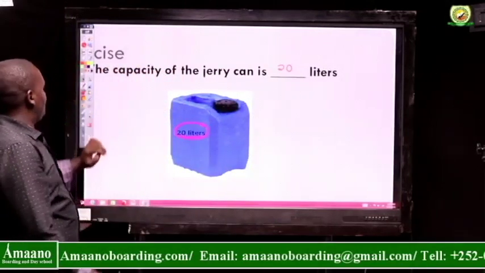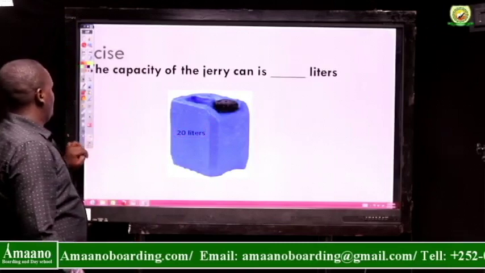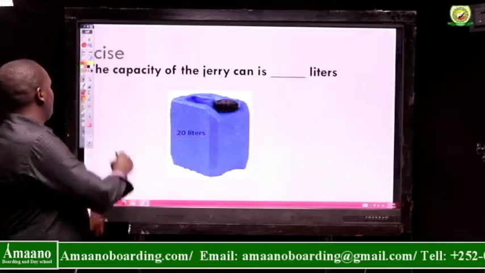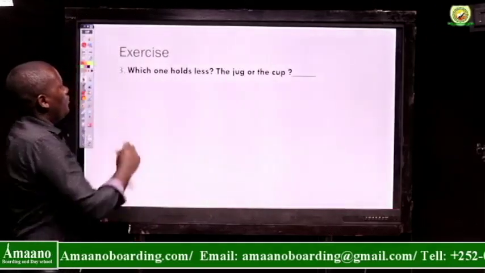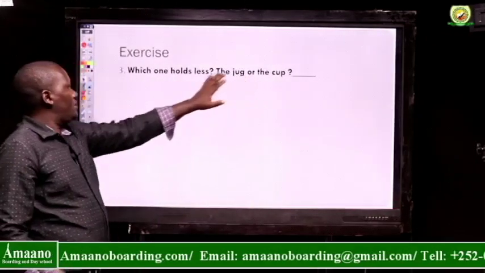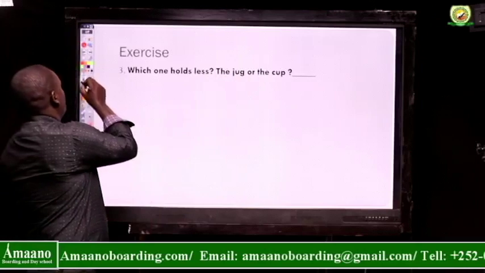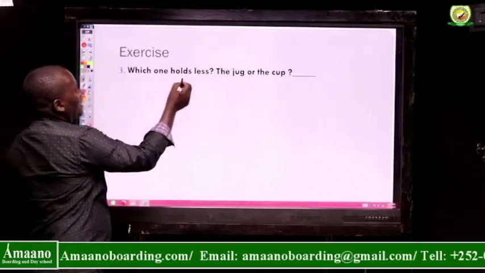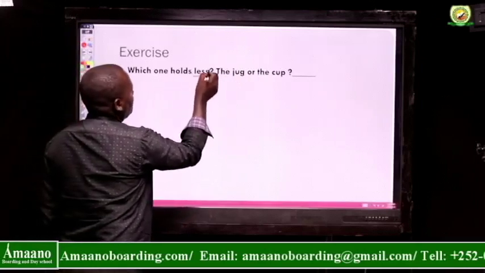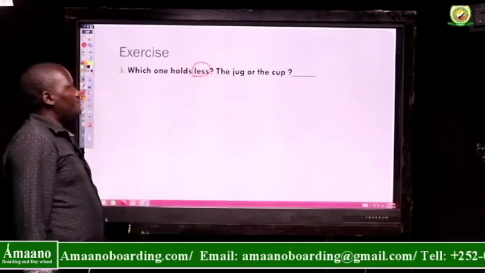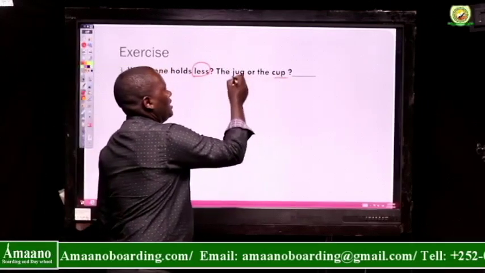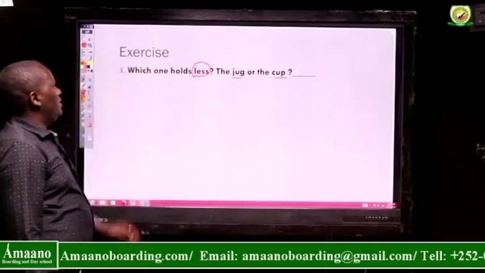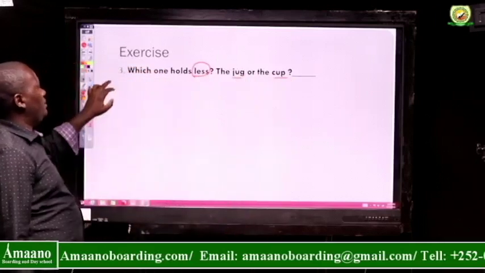Let's go to the next part. We see which one holds less. I'll underline the word less, or I circle less. I have a cup and a jug. Which one holds less? We shall look at it.